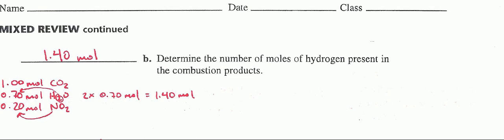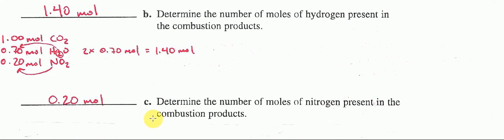So look at B. Determine the number of moles of hydrogen present in the combustion products. Well, here I've copied down our products again. And we see that there's hydrogen present in the water, and there's 0.7 moles of water. But see this subscript 2? That means for every 1 mole of water, there are 2 moles of hydrogen. So we're going to have to apply this subscript 2 to the mole value that we have. We're going to go 2 times 0.7 moles to get 1.4 moles of hydrogen, and that's our answer for B.